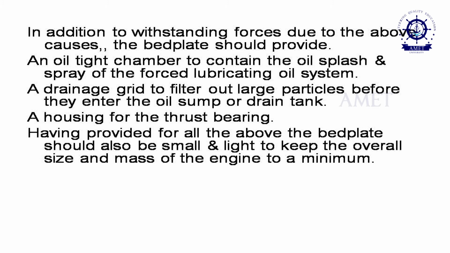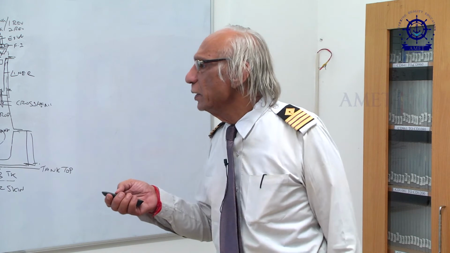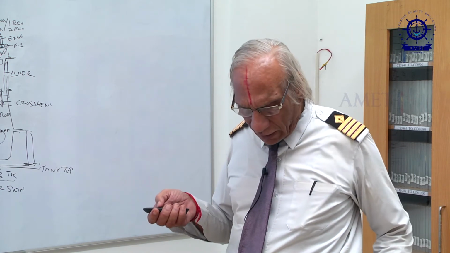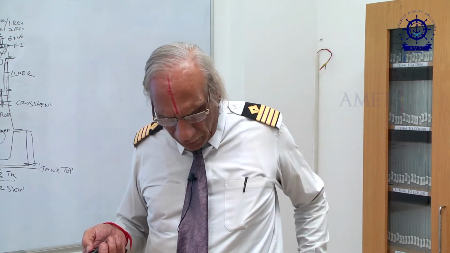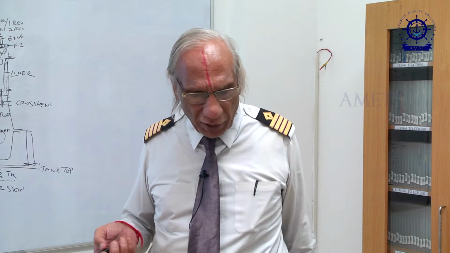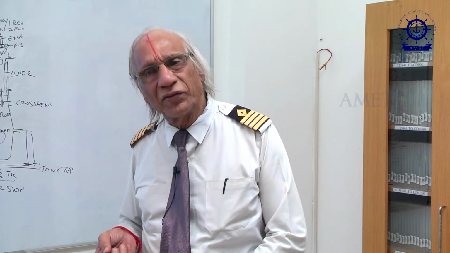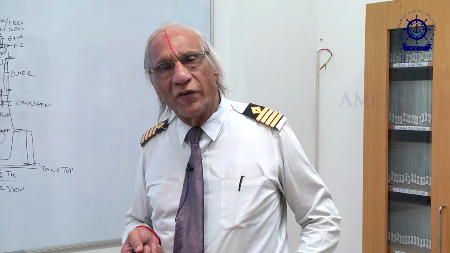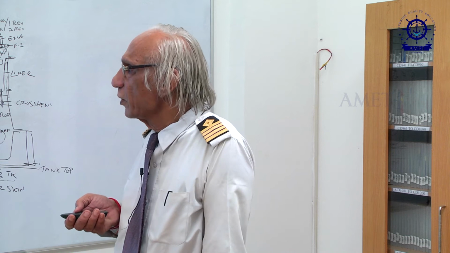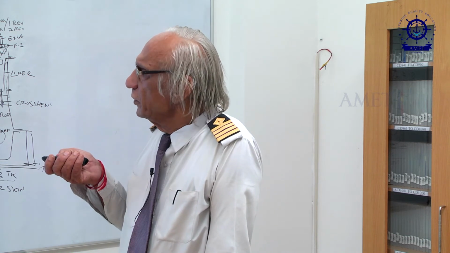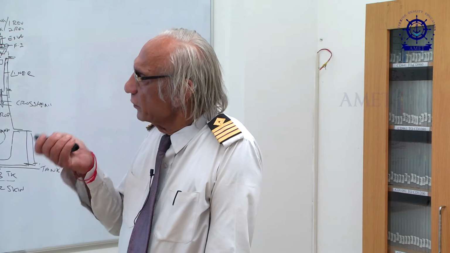In addition to these forces, the bed plate also has to form an oil-tight chamber for accommodating the lubricating oil for lubricating the bearings. It is also supposed to provide a housing for the thrust bearing. The propeller blades have some amount of rake angle and skew angle, which is going to provide a linear axial thrust. That thrust has to be taken up and accommodated in the thrust bearing, which is part of the crankcase, which is part of the bed plate.